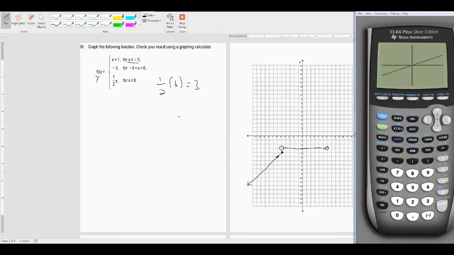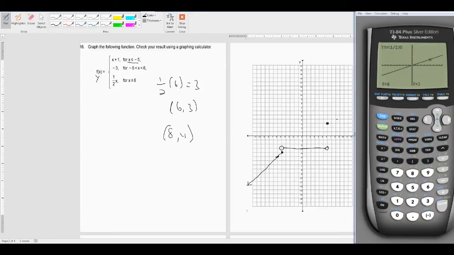So what that means is that point is 6 comma 3. And once again, I can hit trace, 6, enter, and see that also. So I'm going to go right 6, up 3, and then I'm going to put a closed circle there. And the reason why it's closed is because the 6 is included. Now, if I need another point, which I do, I can always type in like 8, and I'll get an answer of 4.